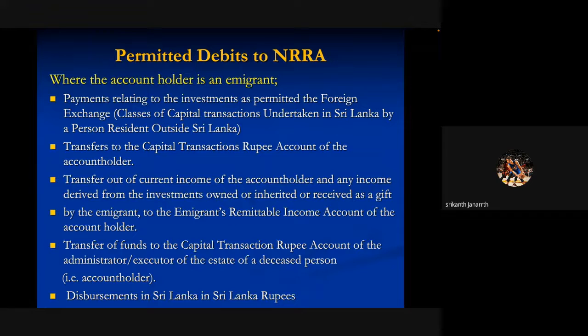So the bold point here is all one point; the bold is there by mistake and should not be there. It is all one point, right? By the immigrant to the immigrant remittable income account, right? Transfer of funds to the capital transaction rupee account of the estate of a deceased person. So you can transfer funds from the NRRA to the capital transaction account of the estate of a deceased person in Sri Lanka, for disbursement in Sri Lanka rupees. So those are the debits of the NRRA.